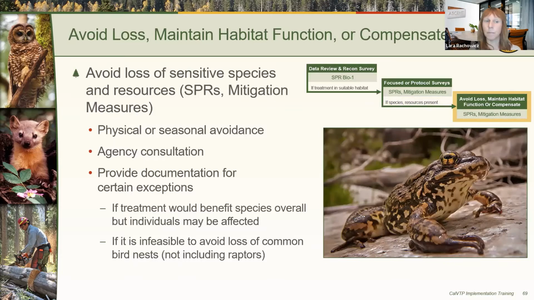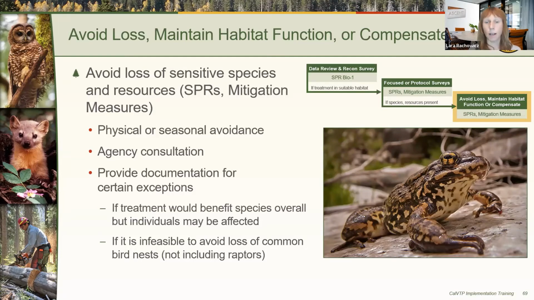The third step in the overall avoidance and mitigation strategy is to avoid the loss of sensitive species and resources and maintain habitat function. However, if avoidance and maintenance of habitat function is not feasible, the tiered mitigation strategy provides an off-ramp for compensatory mitigation.